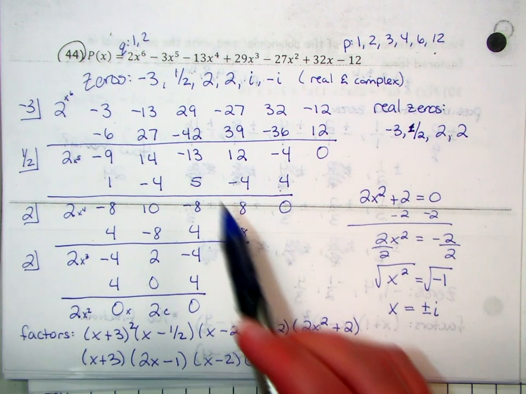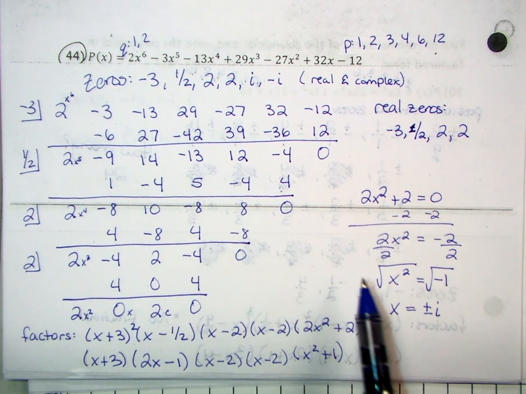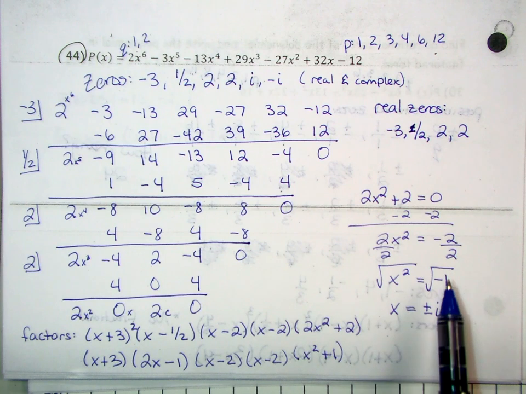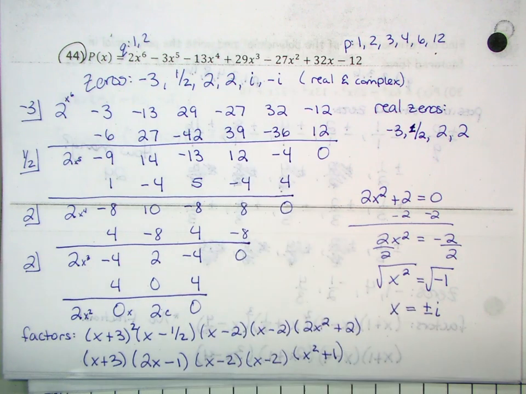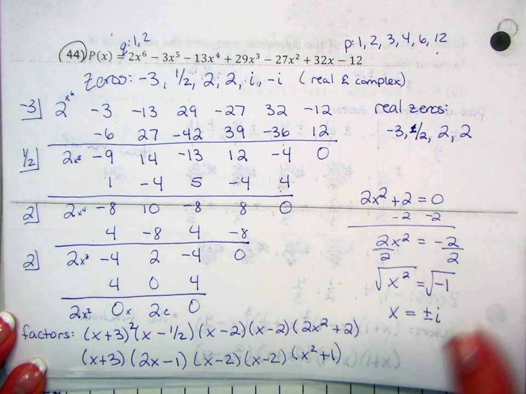All right? Now we did have to do all this work just in case those other zeros were irrational. Right? We do want to do this. You always want to make sure you have all 6 zeros.